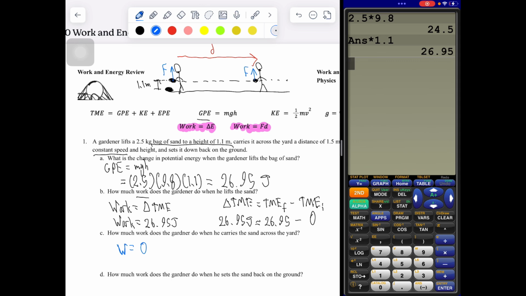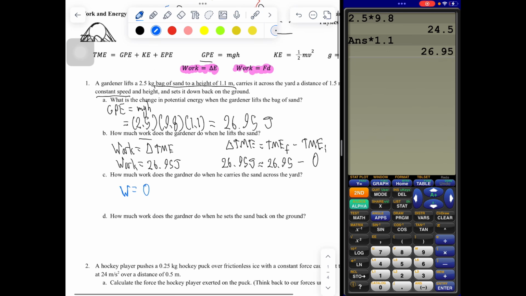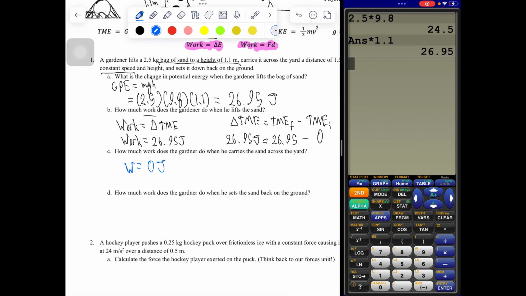The force only does work when it is parallel, so either in the same direction as or in the opposite direction as the force. So we do 0 joules of work. How much work does the gardener do when he sets the sand back on the ground?